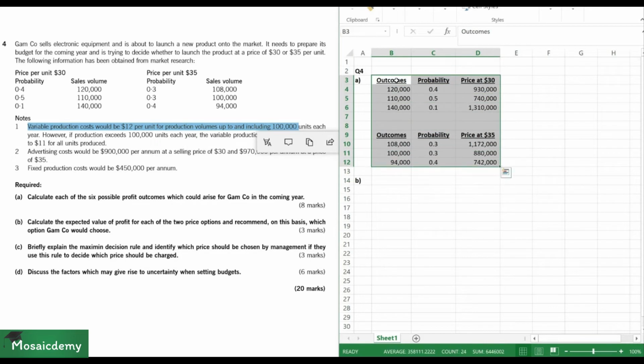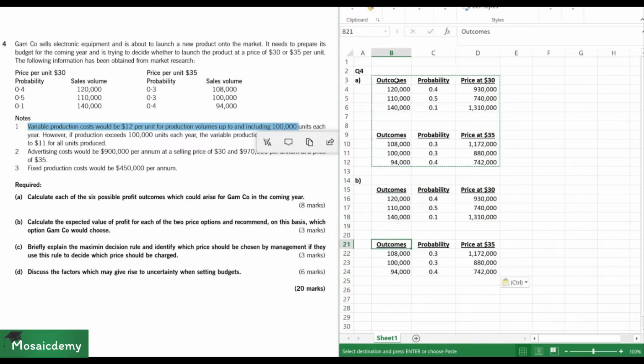So now we can simply copy our hard work from above down below, and now we can find the expected value. So let's make a small calculation.